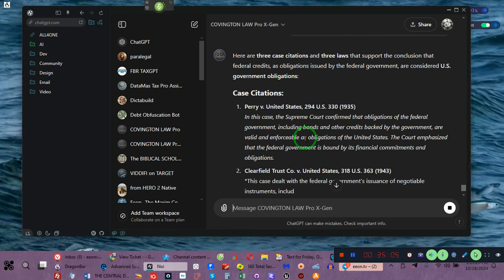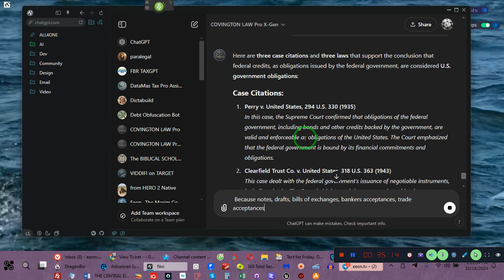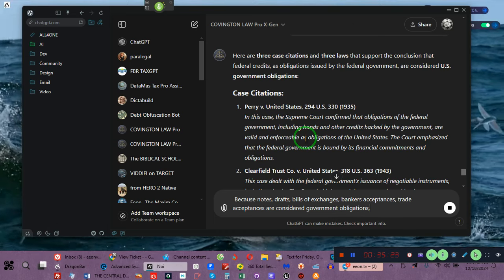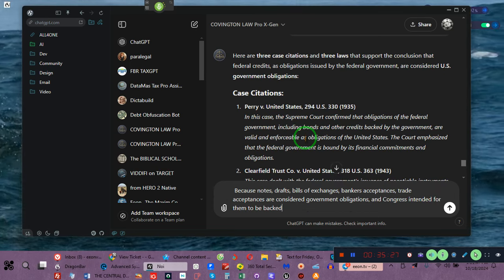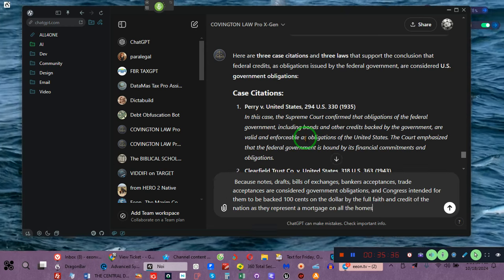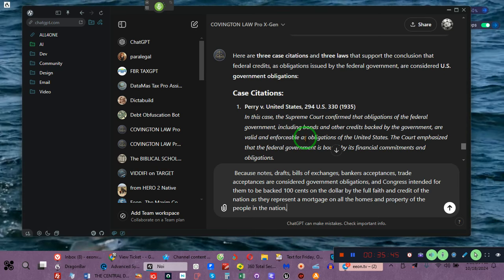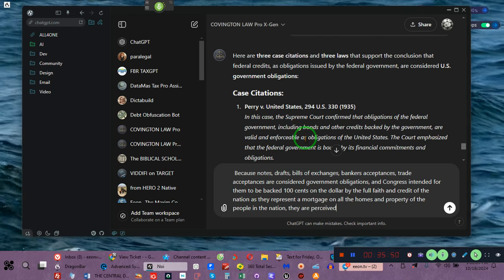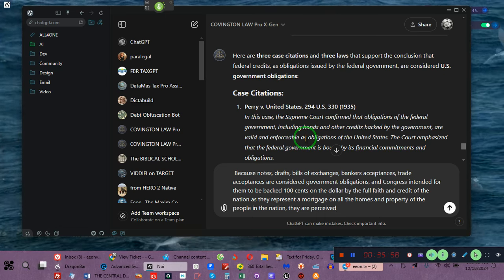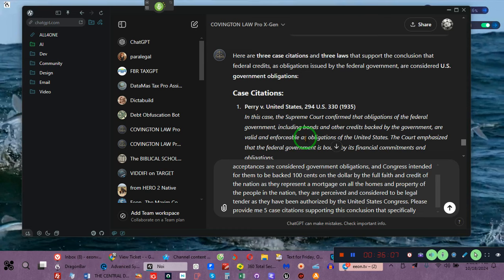Because notes, drafts, bills of exchanges, bankers' acceptances, trade acceptances are considered government obligations, and Congress intended for them to be backed 100 cents on a dollar by the full faith and credit of the nation, as they represent a mortgage on all the homes and property of the people in the nation, they are perceived and considered to be legal tender as they have been authorized by the United States Congress, period. Please provide me 5 case citations supporting this conclusion that specifically reference the aforementioned and the context in which they are aforementioned.